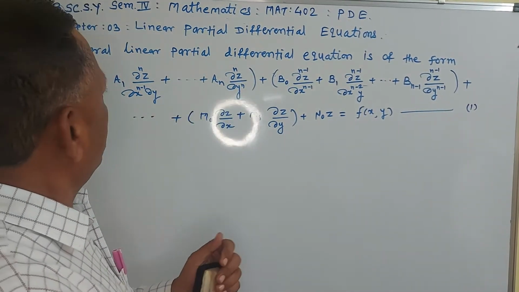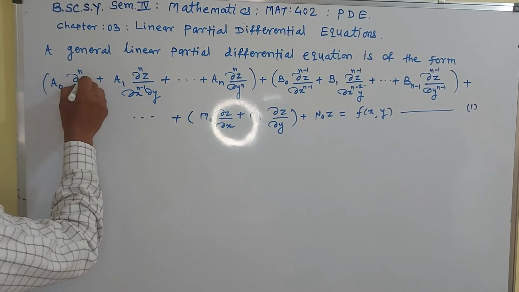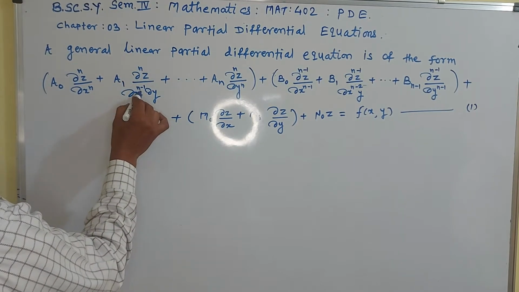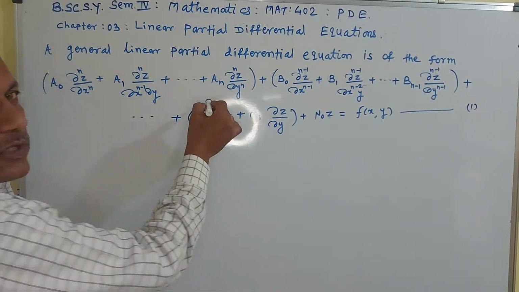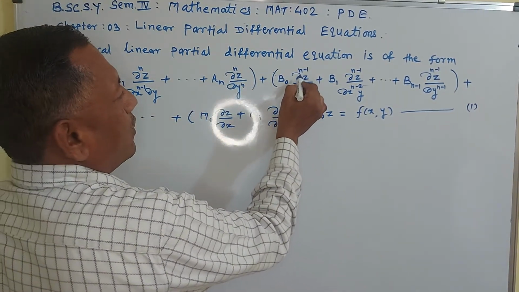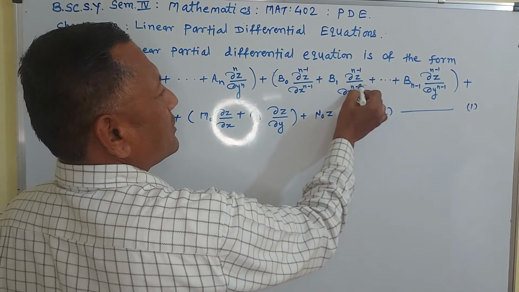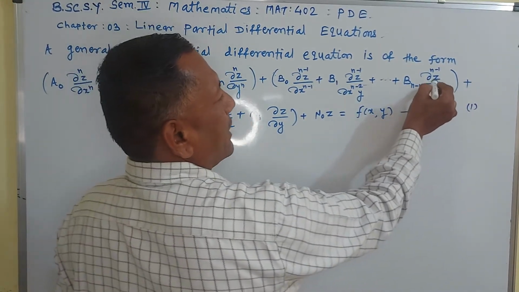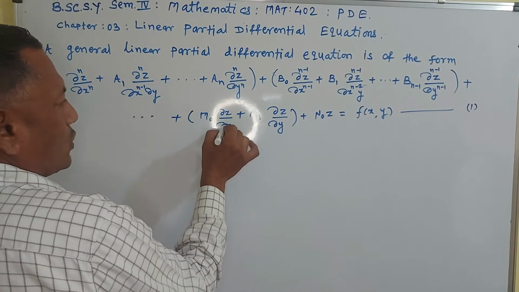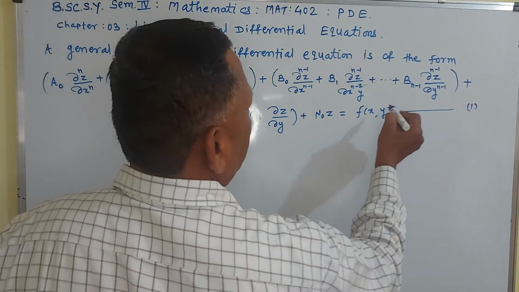of linear partial differential equation is this. That is, the general form is capital A0 into ∂^n z by ∂x^n plus a1 into ∂^n z by ∂x^(n-1) ∂y plus and so on up to the capital An into ∂^n z by ∂y^n plus b0 into ∂^(n-1) z by ∂x^(n-1) plus b1 into ∂^(n-1) z by ∂x^(n-2) ∂y plus up to bn-1 into ∂^(n-1) z by ∂y^(n-1) plus and so on up to M0 into ∂z by ∂x plus M1 into ∂z by ∂y plus N0 into z is equal to f of xy, small f of xy.